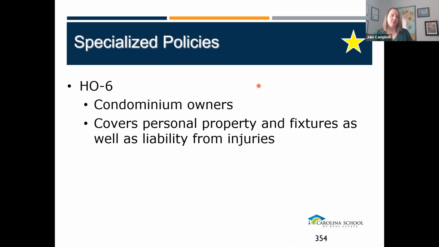So this covers their personal property, the fixtures, their portion of the property, and any injuries, liability. Questions so far?